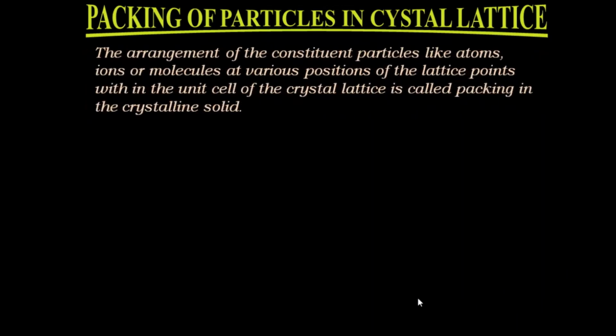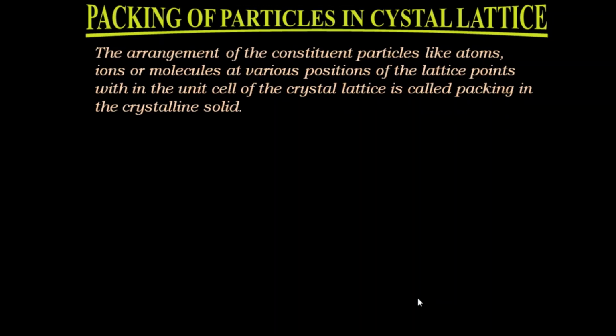Particles like atoms, ions or molecules occupy the lattice points in the crystal lattice. During the formation of a crystal, particles always try to get closely packed together, giving the maximum possible closest packing structure. This closely packed arrangement is such that the maximum available space in the crystal lattice is occupied by constituent particles, so that minimum vacant space is left.